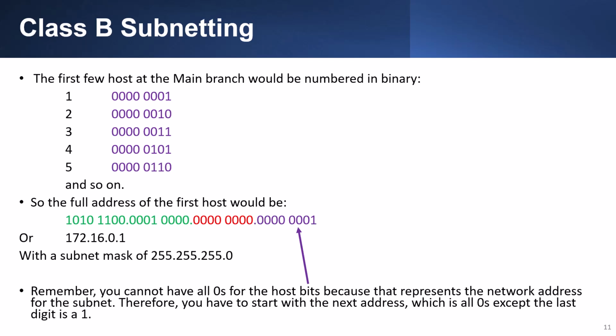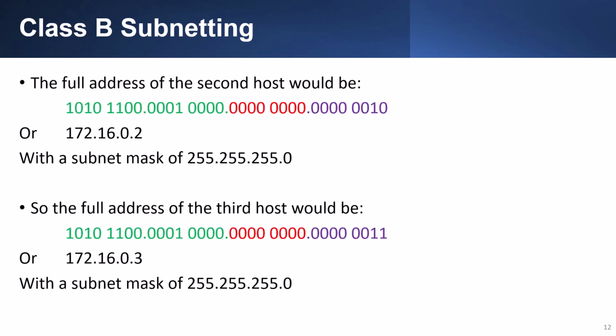Remember, you cannot have all zeros for the host bits because that represents the network address for the subnet. Therefore, you have to start with the next address, which is all zeros except for the last digit is a 1. The full address of the second host is shown in binary on the screen, which is equivalent to 172.16.0.2, with the subnet mask at 255.255.255.0. The full address of the third host in binary is shown on the screen, which is equivalent to 172.16.0.3, with the subnet mask at 255.255.255.0.